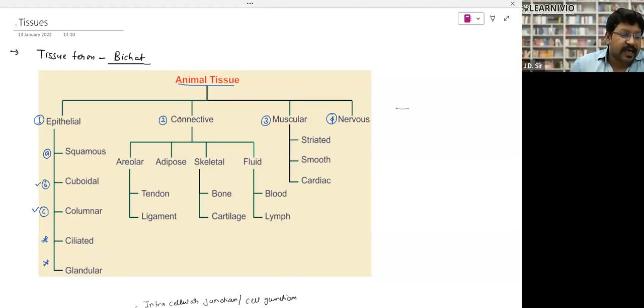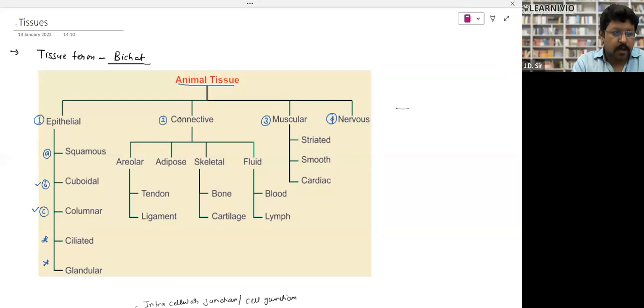Then further, ciliated and glandular. Basically, ciliated and glandular are modifications of cuboidal and columnar. So there are three epithelial tissues: squamous, cuboidal, and columnar. Cuboidal and columnar can become ciliated or glandular. Did you get my point? Got it?